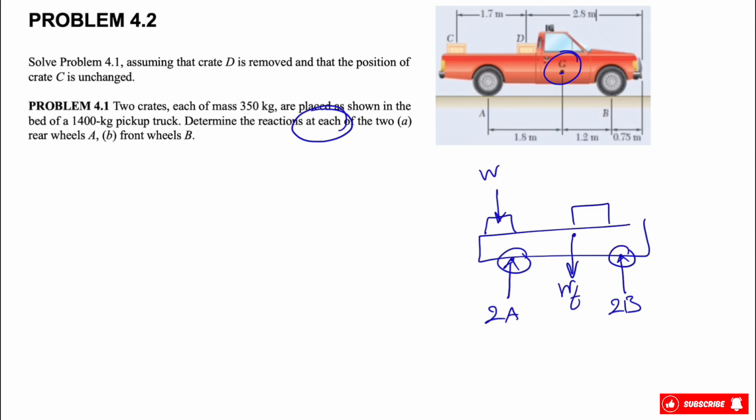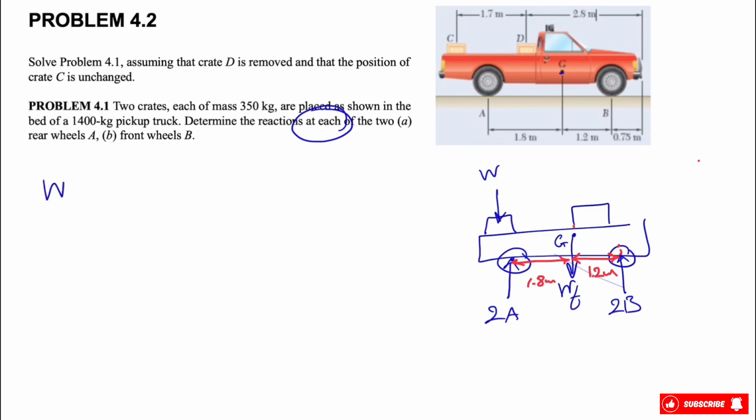What we need here is to figure out some distances. We know the distance from G to the back wheel is 1.8 meter, and the distance from G to the front wheel is 1.2, which are given in the question. Let's figure out the weights first, and we're going to get to the other distances once we need them.